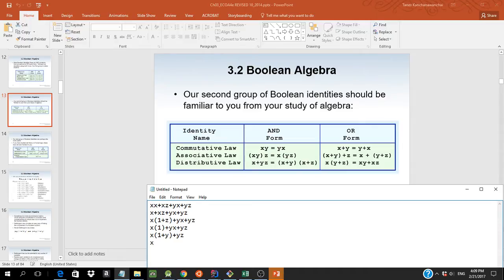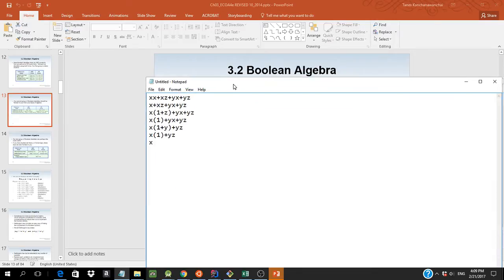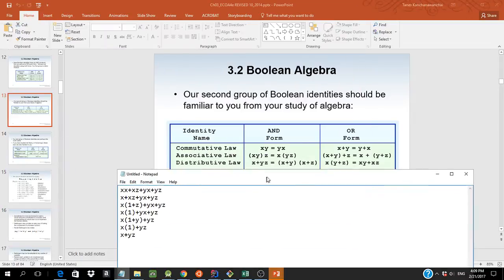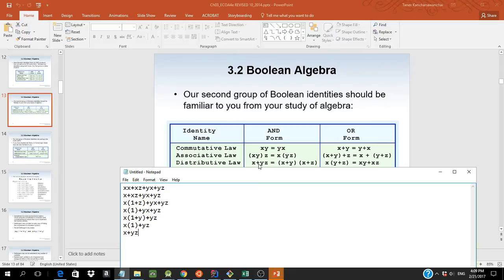So that's why we have x times (1 plus yz), which is x plus yz. So that's why we get this one for the distributive law. Now let's look at the other form. It's simple, it's just x times y plus x times z.